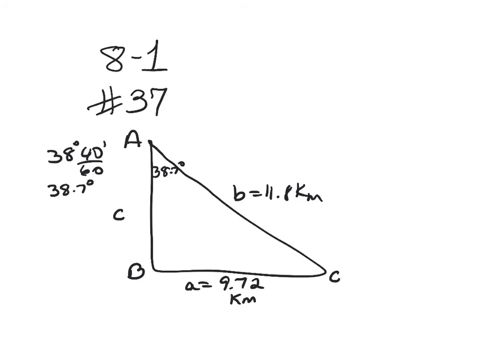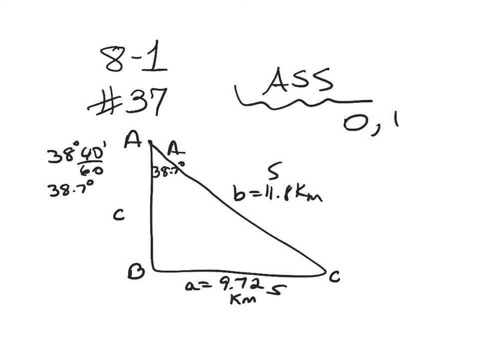Okay, so if you notice, this is my ASS, angle, side, side scenario. So this is my ambiguous case. So for this one, I need to make sure to see if I have either 0 triangles, 1 triangle, or 2 triangles. So let's go ahead and solve this one.